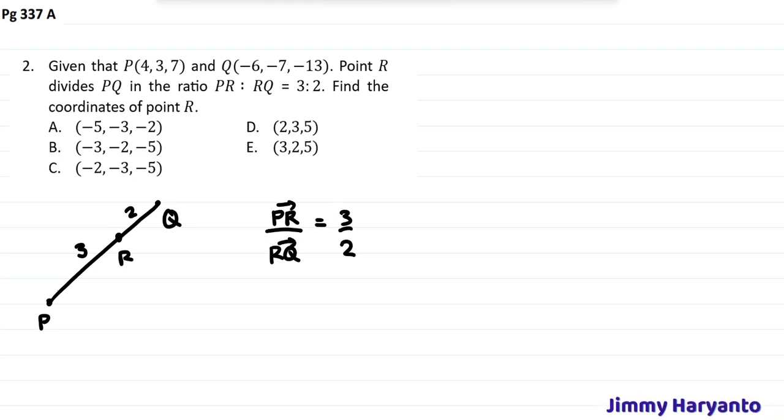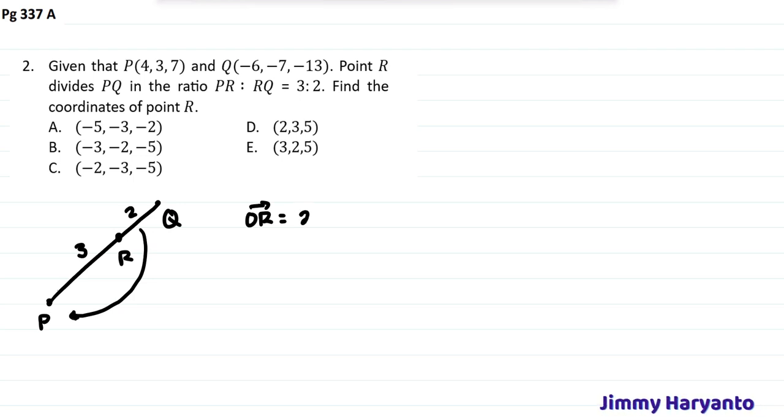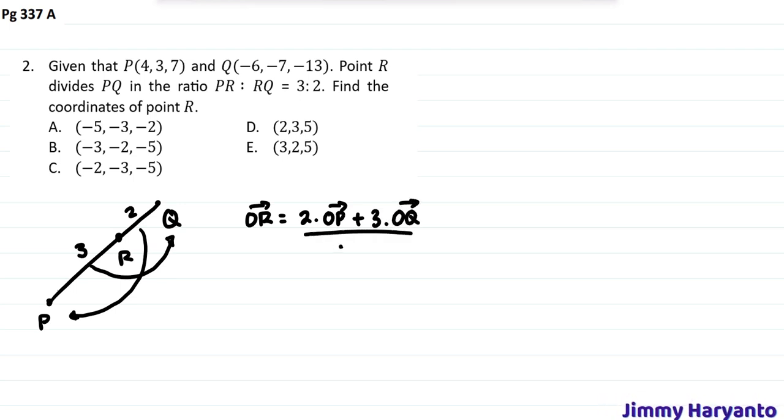You can use this formula, or you can use the fastest way to solve this. The point OR equals 2 times OP plus 3 times OQ, divided by 2 plus 3. This is the fastest way to solve this type of question.